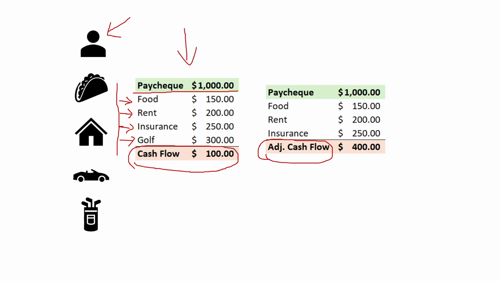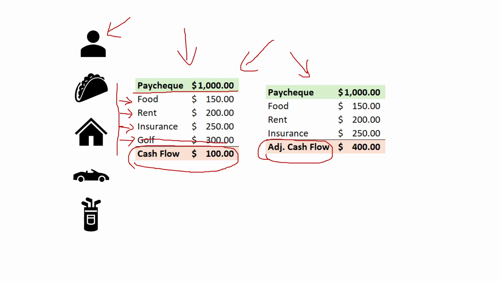You're going to notice that the table on the right is almost identical to the table on the left, with the exception that the Golf is gone. I put that in there deliberately because Golf might be an expense. It might be something that you do every month, but do you need it? Is it necessary for you to survive? No, I think you'll live without spending $300 a month on Golf.